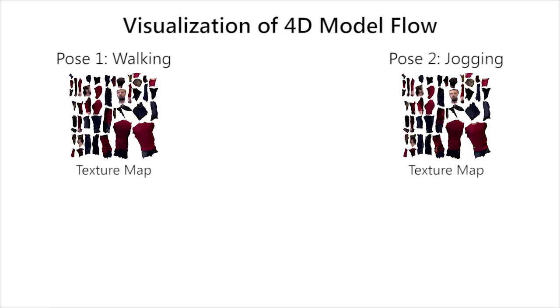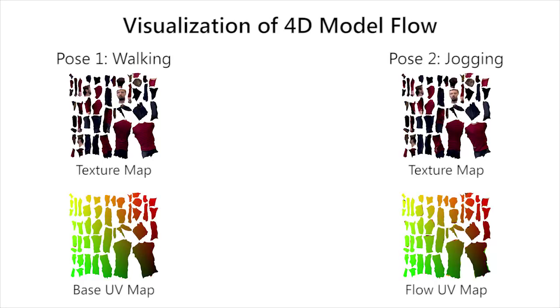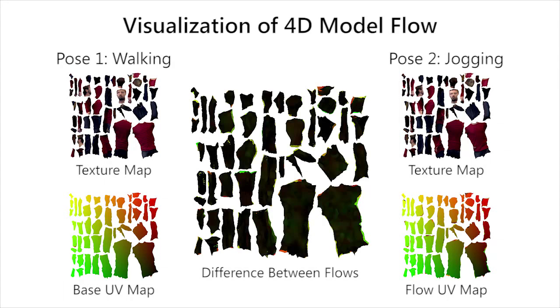Here we show the texture maps from two computed poses and the computed 4D model flow. The base UV map encodes correspondences of each pixel of the walking appearance to itself, and the flow UV map encodes the correspondences between the walking and the jogging appearances. For illustration purposes, we show the difference between these UV maps to visualize the detailed local correspondences between the two surface appearances.